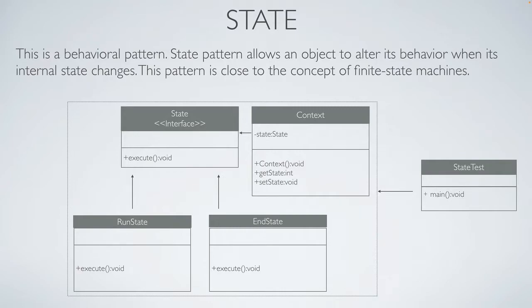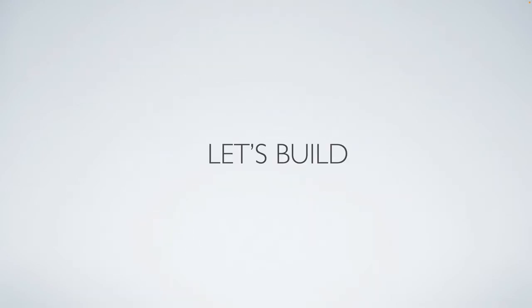the state interface, which has a method called execute, and we have a context that will have the state, a context constructor, and get and set state methods. And finally, we have a state test that will have the main method to execute this scenario. Let's go ahead and build this example.